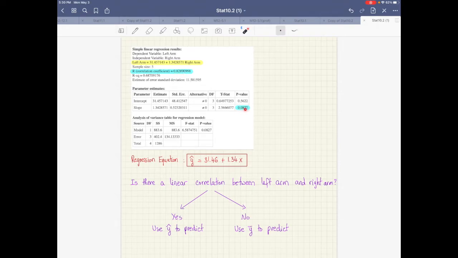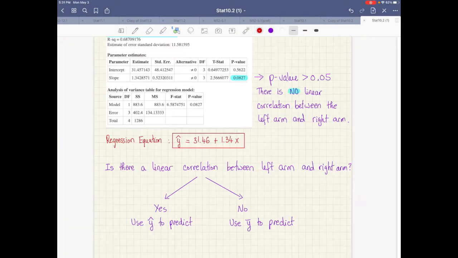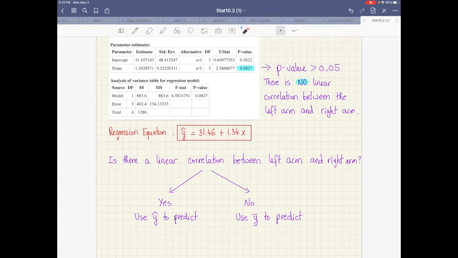to 1, however, this P value is 0.0827. This is greater than 0.05, which is the most used alpha. When P value is greater than alpha, there's no linear correlation between the two variables. So, there is no linear correlation between the left arm and right arm.